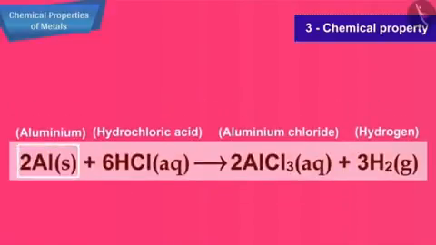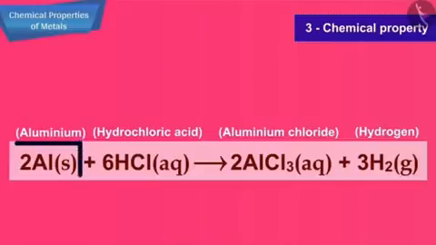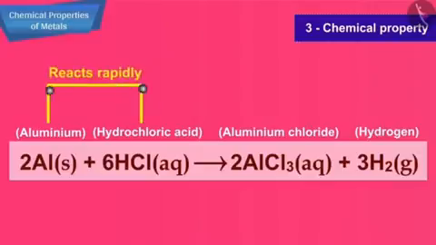Aluminium metal at first reacts slowly with dilute hydrochloric acid due to presence of a tough protective layer of aluminium oxide on its surface. But when the thin outer oxide layer gets dissolved in acid, then fresh metal is exposed and reacts rapidly with dilute hydrochloric acid.